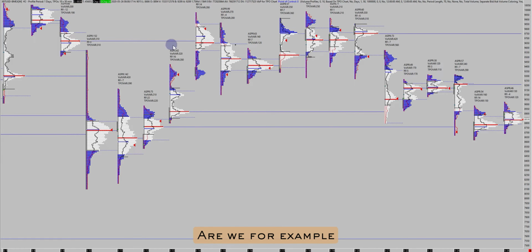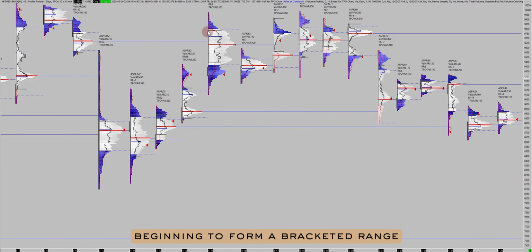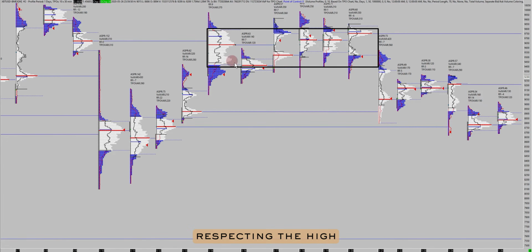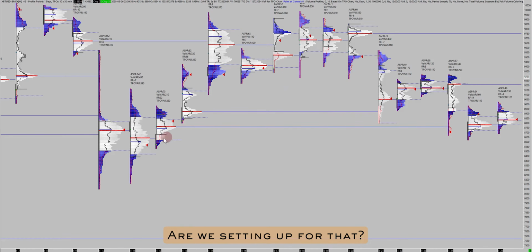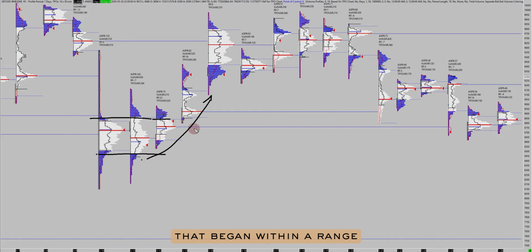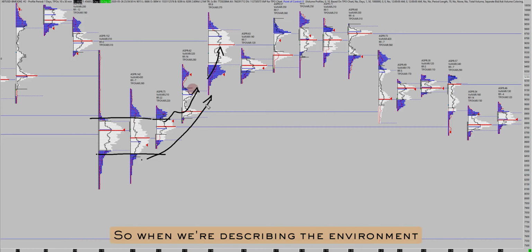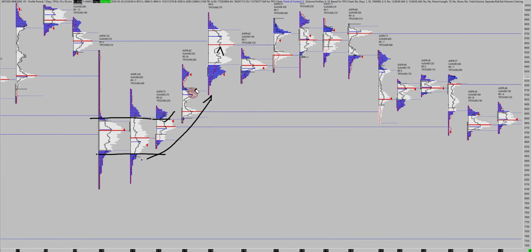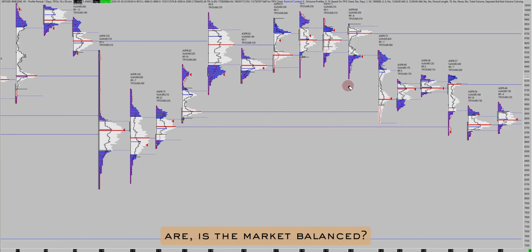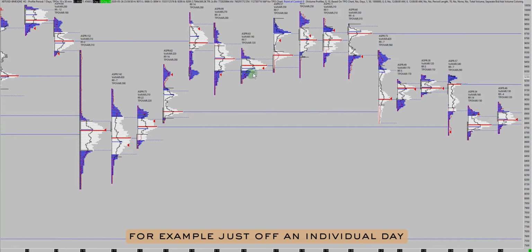Is it balanced? Are we, for example, beginning to form a bracketed range, respecting the high and the low of the range? Are we setting up for that? Are we currently in a trending environment where we have essentially value that began within a range, but now is leading to value being determined at new levels? Okay, so when we're describing the environment, the things that we want to be able to answer are, is the market balanced? So do we have, for example, just off an individual day, potentially a balanced range beginning to form?